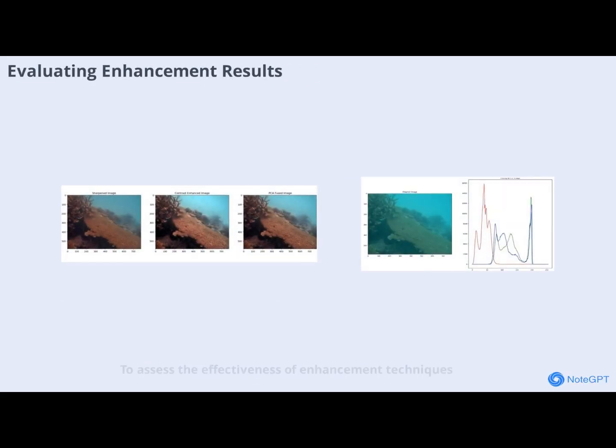To assess the effectiveness of enhancement techniques, metrics like mean squared error, MSE, and peak signal to noise ratio, PSNR, are used. Lower MSE and higher PSNR values indicate better image quality. By comparing these metrics before and after enhancement, researchers can quantify improvements in contrast, color accuracy, and overall visibility. This objective evaluation ensures that the chosen methods deliver tangible benefits for underwater imaging.